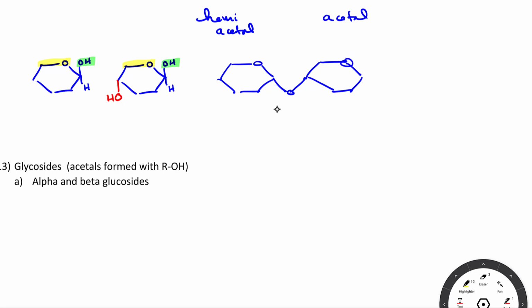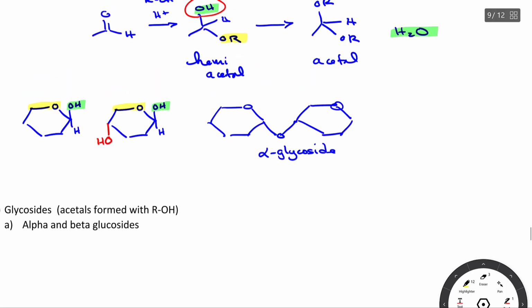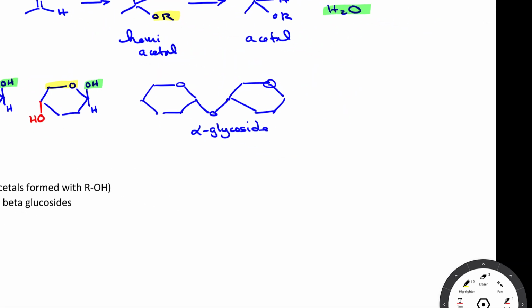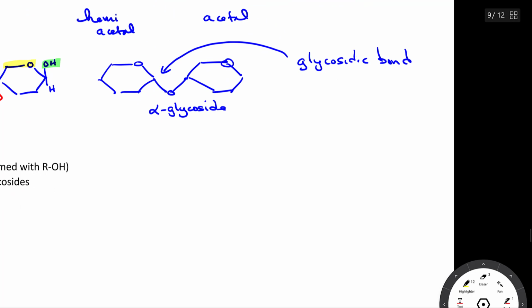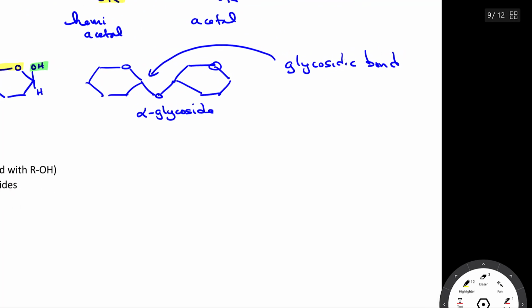So this is known as an alpha glycoside. And a glycosidic bond is really that acetal bond that exists between the two sugar residues or monomers. So glycosidic is this acetal bond between two sugars. So we have alpha glycosides and we have beta glycosides. In a beta glycoside, it could look like this.